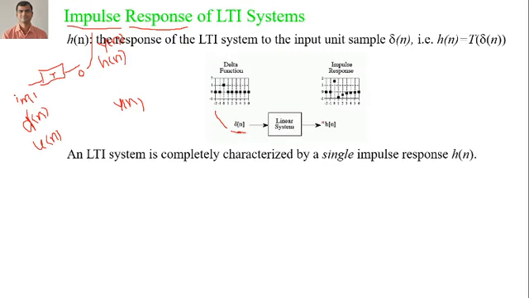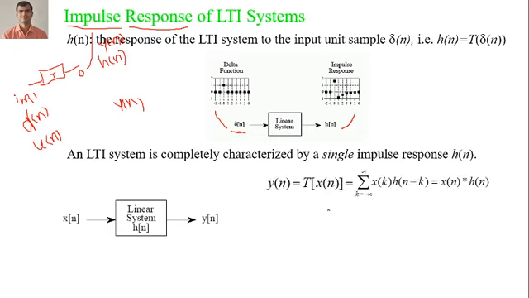Now the LTI system is completely characterized by a single impulse response. As you see here, x of n is my input, h of n is my linear system, y of n is my output. Let me tell you the equation. y of n is equal to T of x of n, and the formula becomes like this: summation for k equals minus infinity to infinity x of k h of n minus k. Here x of k is nothing but x of n, and h is nothing but h of n. We have changed the notation to k.